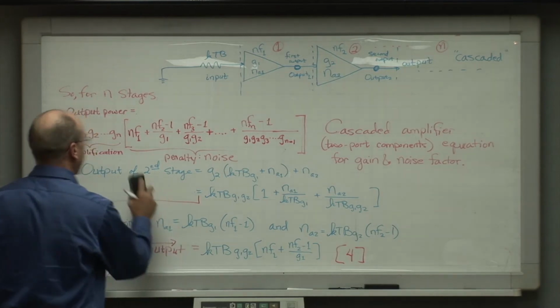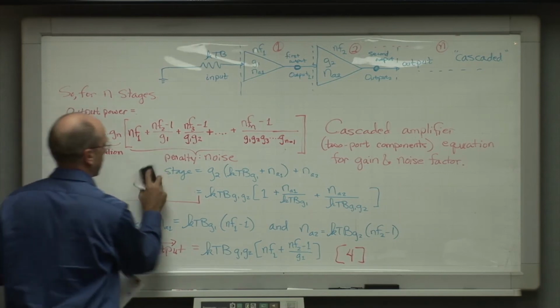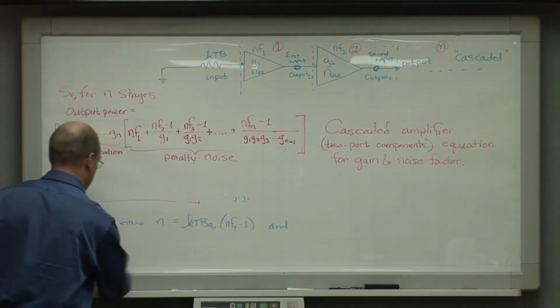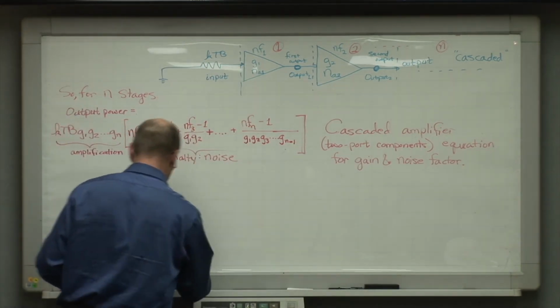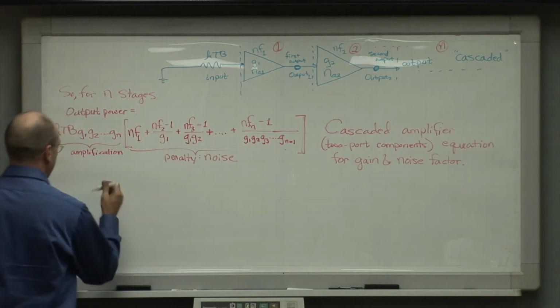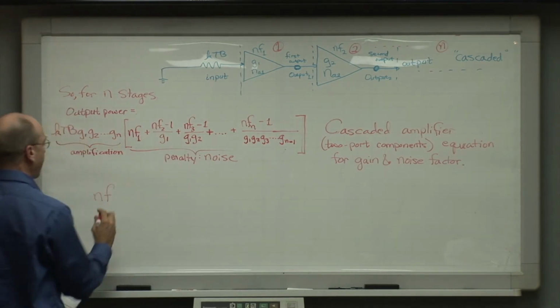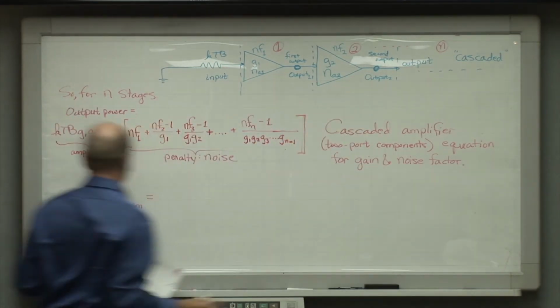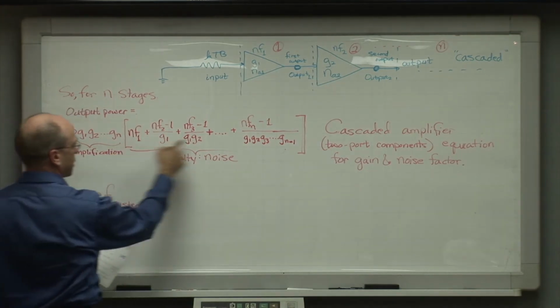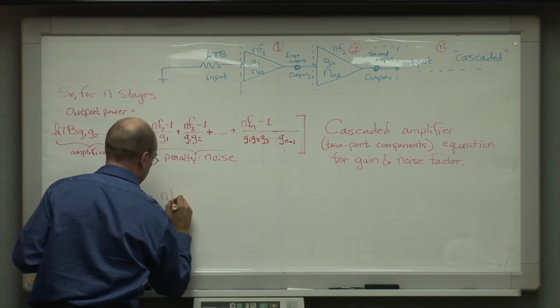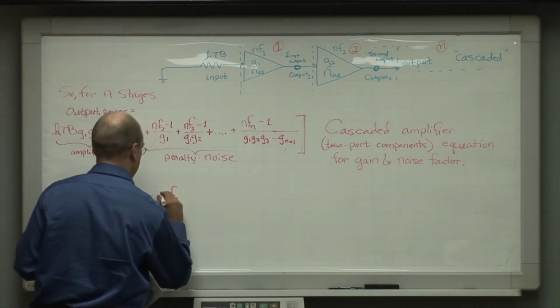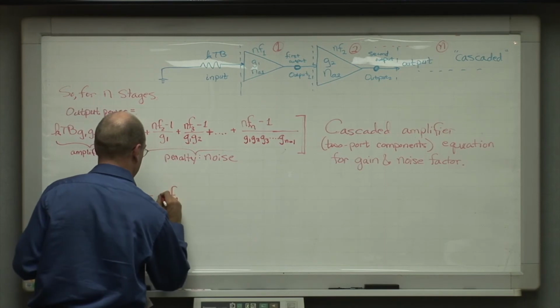Now, having said that, I'm going to erase this part right down here, and I'm going to break this thing apart into its two constituent components. So what this means is the noise factor of your entire cascaded system is this part of this equation right here, which is the noise factor.